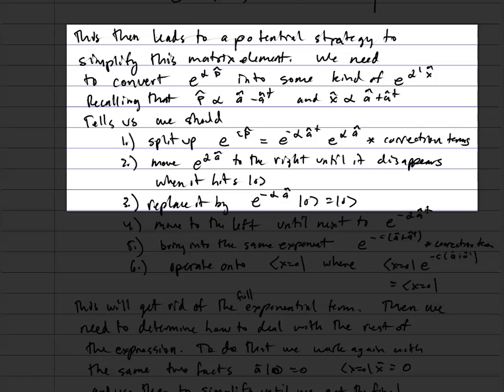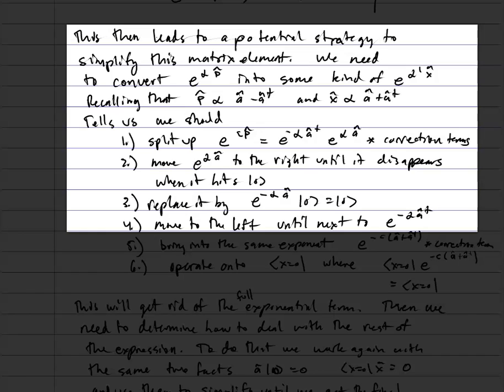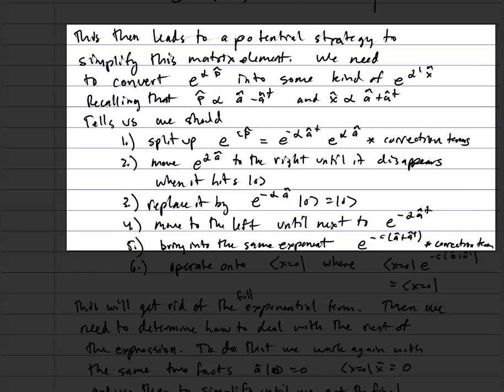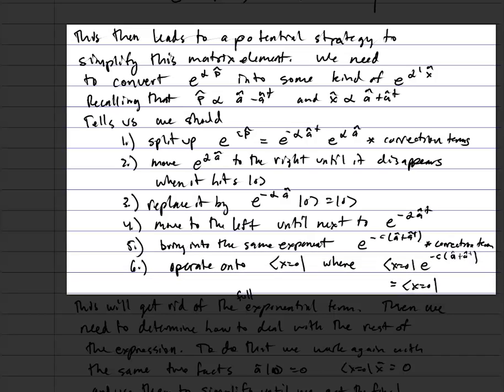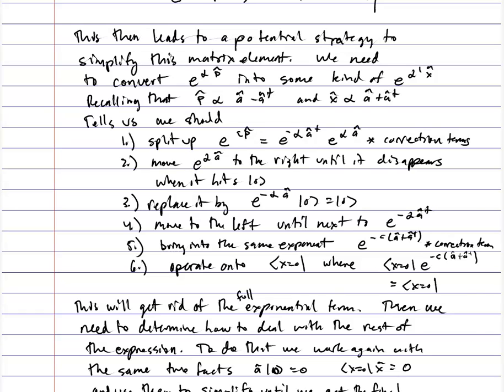And then I'm going to reintroduce e to the minus alpha a times that state, because that operator acting on the state 0 is also just equal to 0. And then I'm going to move that state to the left until I can get it next to the e to the minus alpha a dagger. Then I'm going to use BCH to put both into the same exponent. I'll get something that is proportional to a plus a dagger in the exponent, and of course some correction terms. And then when that operates on the state x equals 0, it's going to get rid of the exponent, because the exponent acting on that state is going to be replaced by 1. This will allow us to get rid of all of the exponential terms.